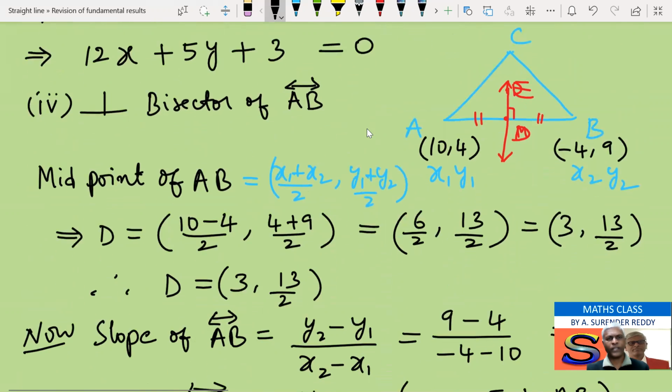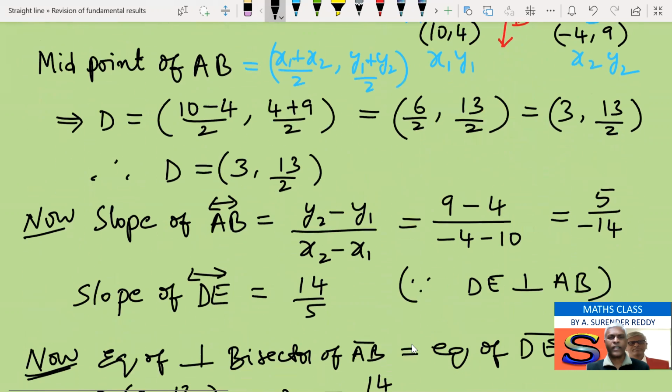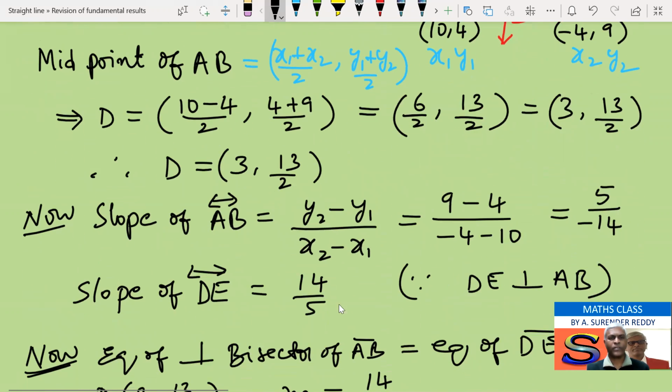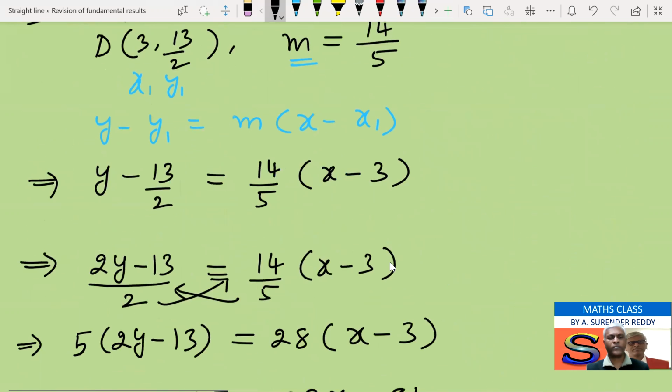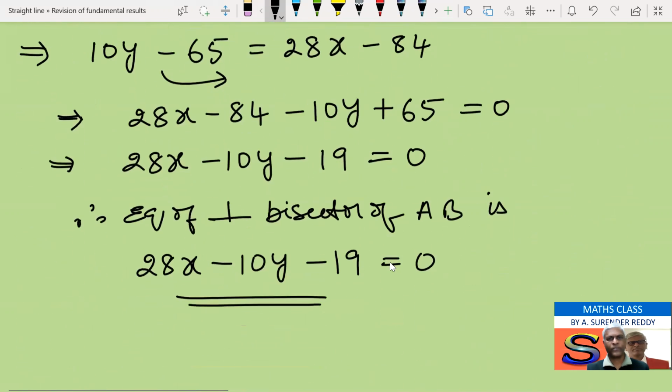Then the perpendicular bisector. It is a line perpendicular to AB and also passing through its midpoint. So you can find the midpoint and you will get the point on the perpendicular bisector, and finding the slope of AB and taking its reverse gives the slope of its perpendicular line. Then using the point slope formula, you can find the equation. So with this, we conclude today's class.